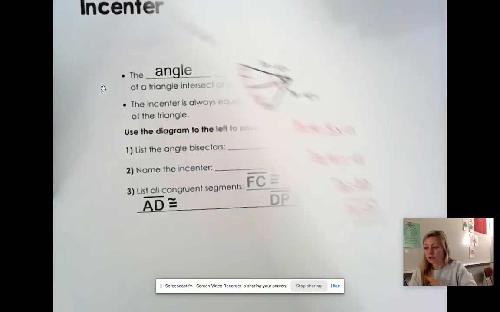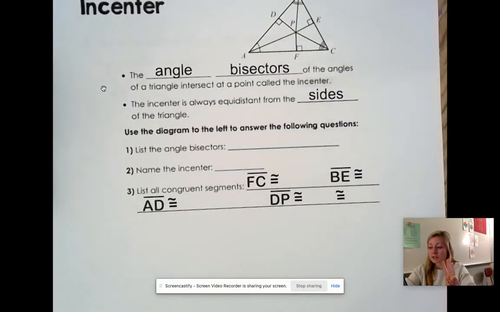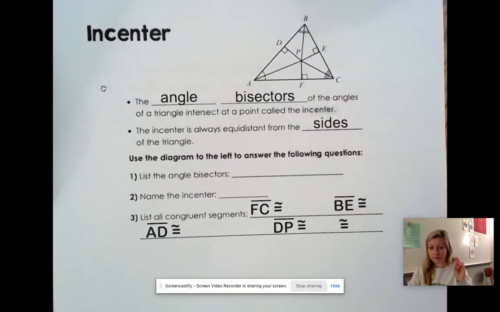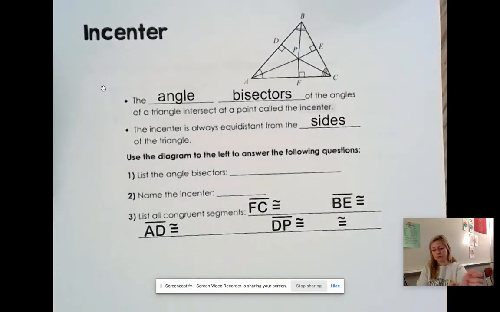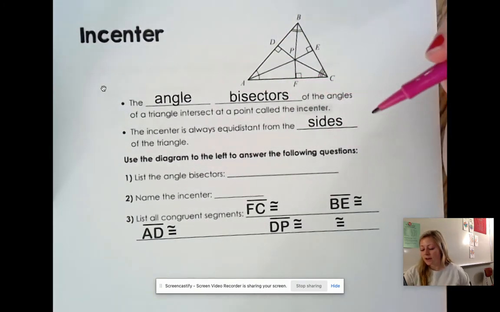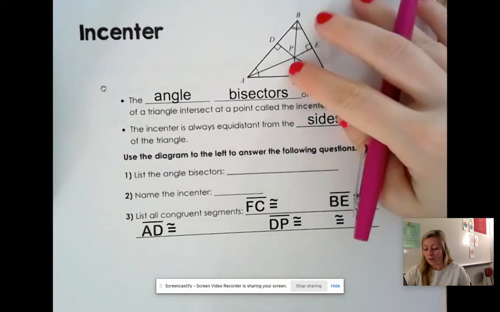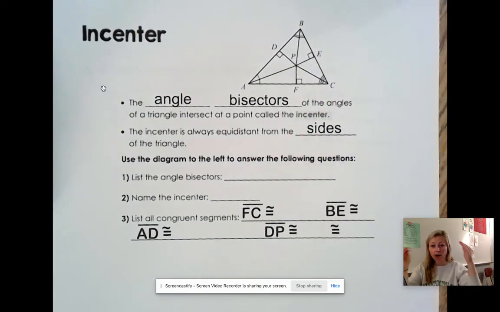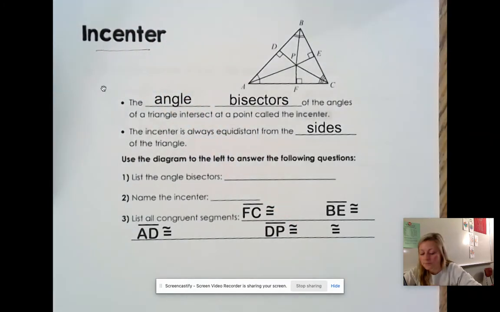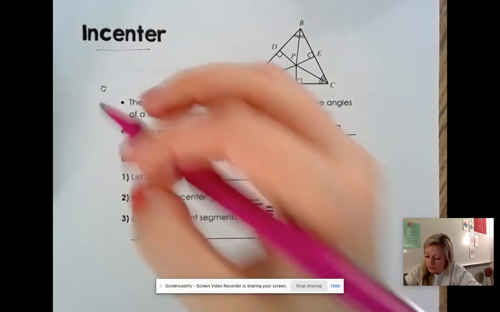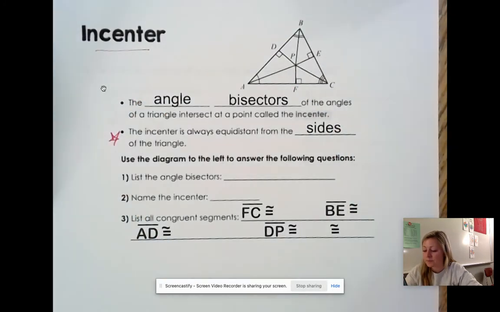Okay, now just like we had 3 perpendicular bisectors to a triangle, we also have 3 angle bisectors to a triangle. So it says the angle bisectors of the angles of a triangle intersect at a point called the incenter. So where all 3 of those angle bisectors touch is called the incenter. The incenter is always equidistant from the sides of a triangle. So let's star this little guy. That's a pretty good piece of info.